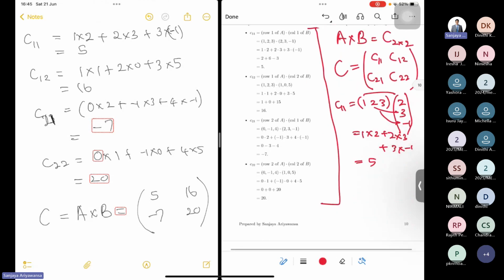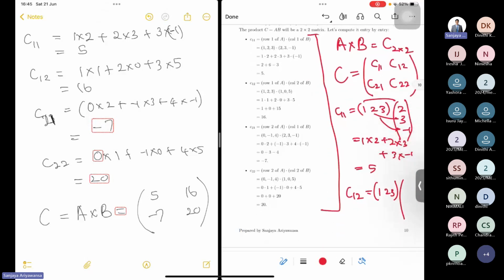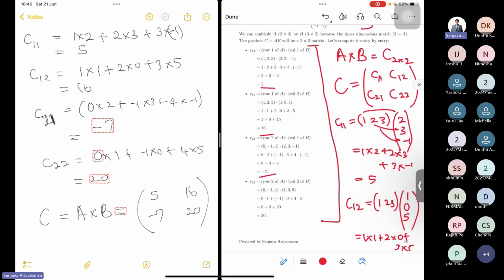Similarly, if you were to look at C12, you would take the first row of A and the second column of B, which is 1, 0, 5. So you take the dot product again, 1 times 1 plus 2 times 0 plus 3 times 5. So that gives you 16, right? So that's what we got here, 16, 5, minus 7, and 20. So that is matrix multiplication.